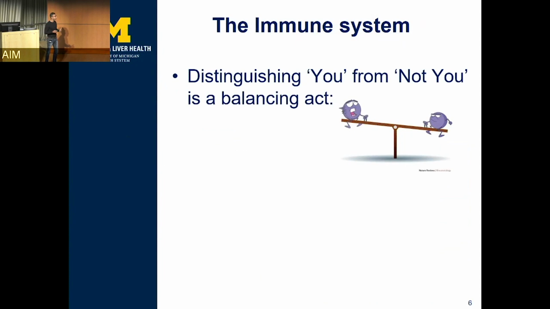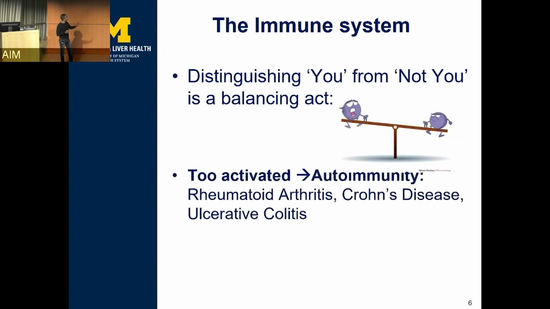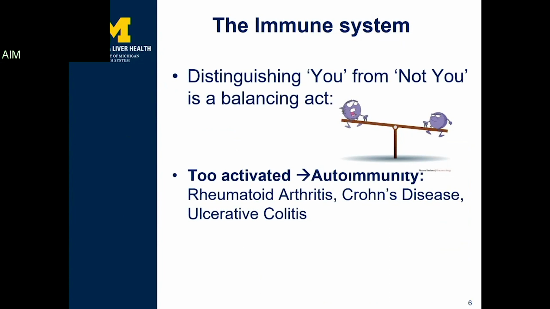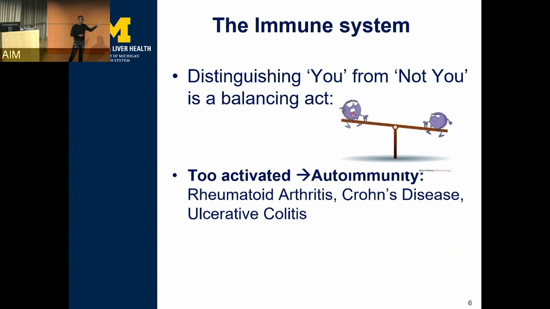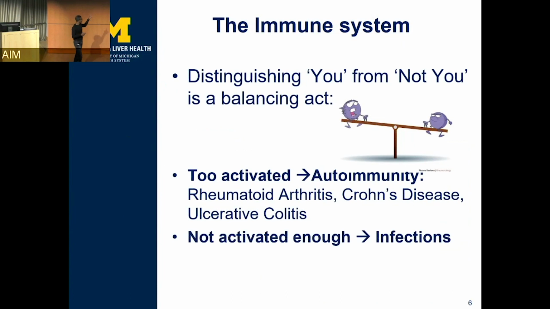Distinguishing you from not you, though, is a balancing act. If you're too activated, you get autoimmune conditions. Rheumatoid arthritis is something people are very familiar with, but there are other things. I do Crohn's disease and ulcerative colitis, and some of the complications of these therapies will cause a colitis. If you overactivate your immune system, it'll start to attack you, and you have a bystander effect. If you're not activated enough, you get infections, and theoretically, you could also get cancers.